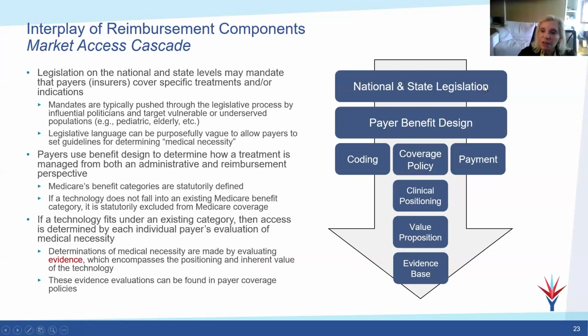So you have national and state legislation that can influence payer benefit design that ultimately will influence an insurer's coding, coverage policy, and payment. That will then influence clinical positioning, your value proposition, and then the evidence base that's required. So you start going first down, but then you really go back up. What evidence base will provide you with your value proposition?